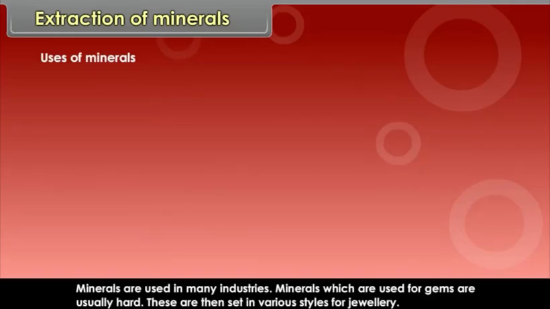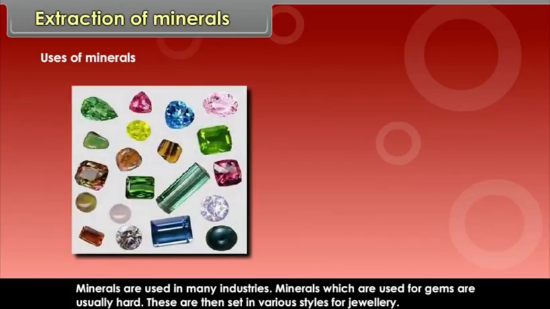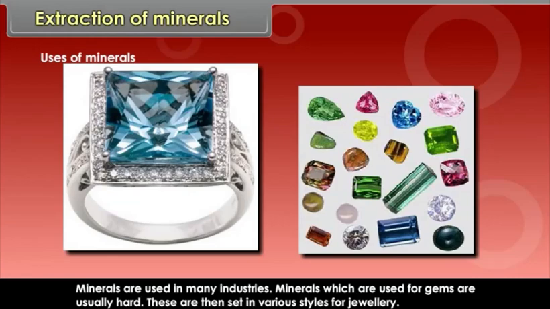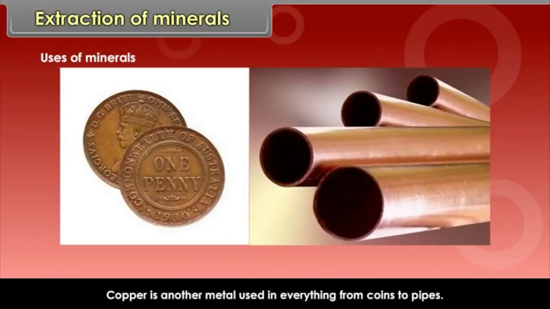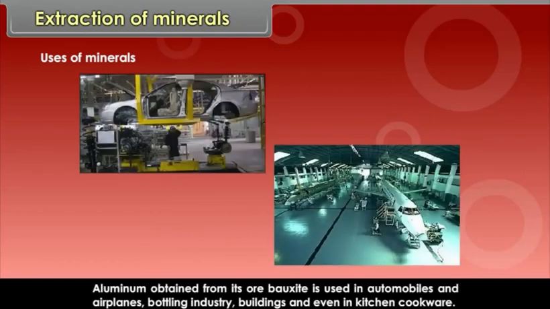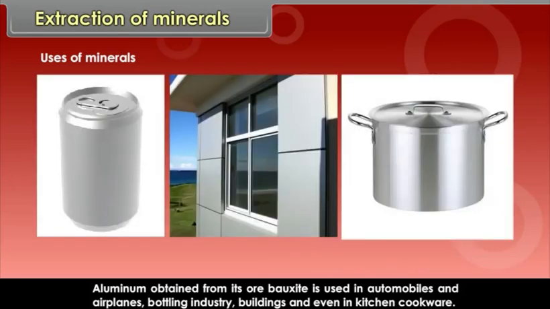Uses of minerals. Minerals are used in many industries. Minerals which are used for gems are usually hard. These are then set in various styles for jewelry. Copper is another metal used in everything from coins to pipes. Silicon used in the computer industry is obtained from quartz. Aluminium obtained from its ore bauxite is used in automobiles and airplanes, bottling industry, buildings, and even in kitchen cookware.